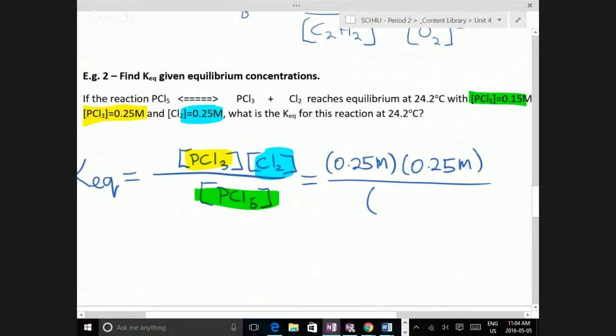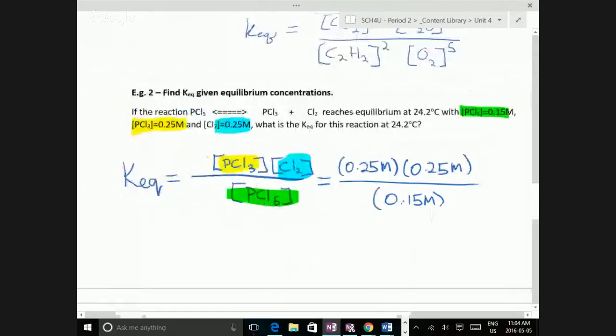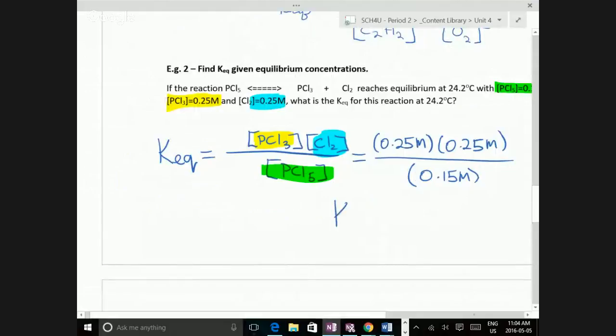There we are. Good. And if we actually do that calculation, what do we get? And how many sig figs should we have? 2. So 0.42. Good. What will the unit of this be? Yeah, moles per liter or just molar. Right? Because the one on top will cancel with the one on the bottom, and we'll be left with molar on top.